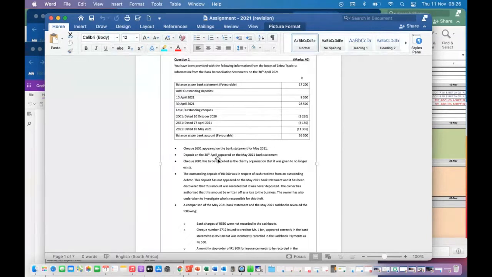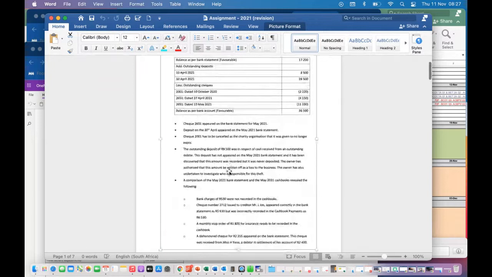It says deposit on 30 April appears on the May 2021 bank statement. Deposit on 30 April appeared. So what are they talking about there? On 30 April. Okay, so they're obviously talking to this outstanding deposits in the bank reconciliation here. So again, that 28,000 we need not worry about because it has been addressed in the bank statement. So you can cross that out as well, okay, and cross out that additional information. All right, so we don't have to go back to it.